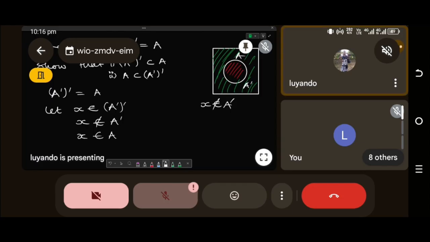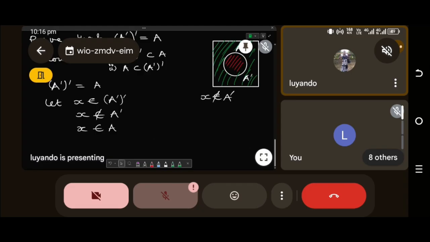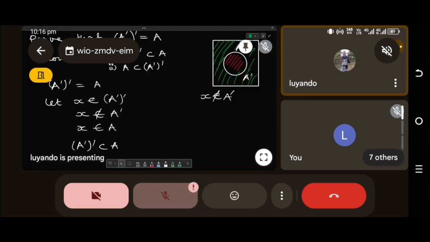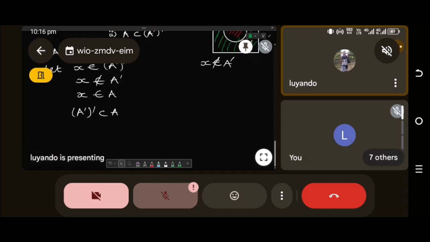Alright, it seems that people have understood up to this point. So when you reach a point, that's when you say that you've shown that A complement is a subset of A. Then you move on to the other part, where you are supposed to now move from A and go to A complement.